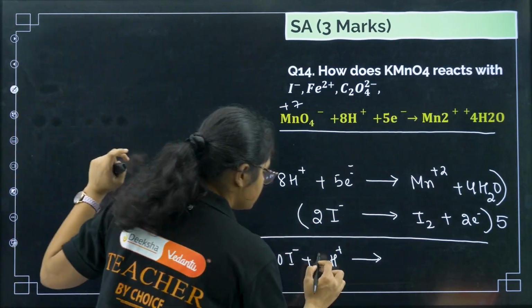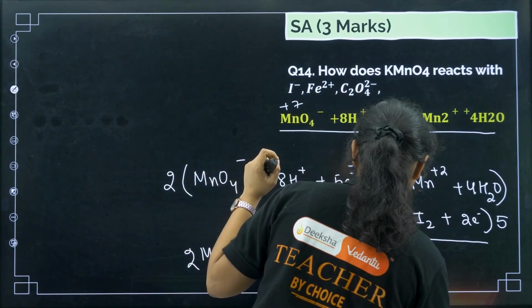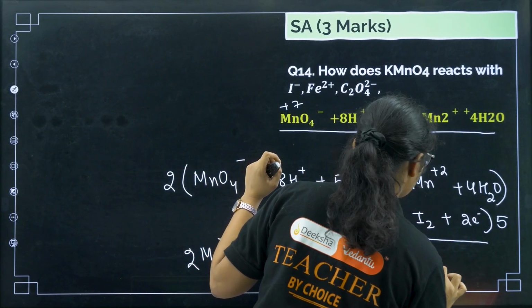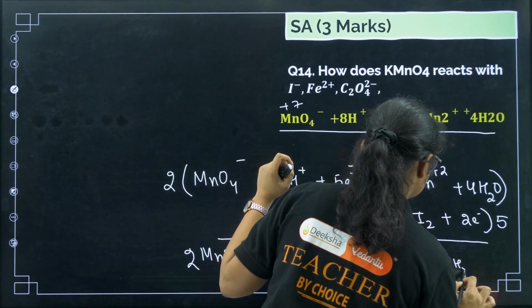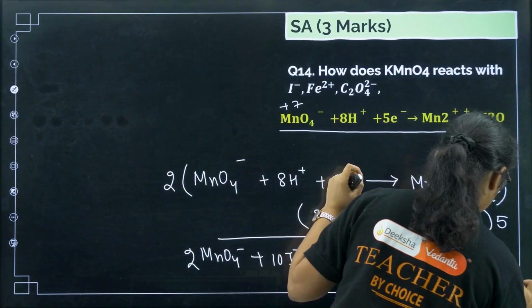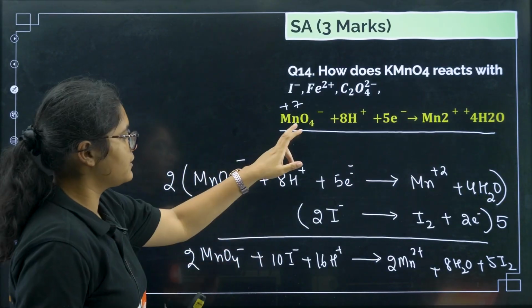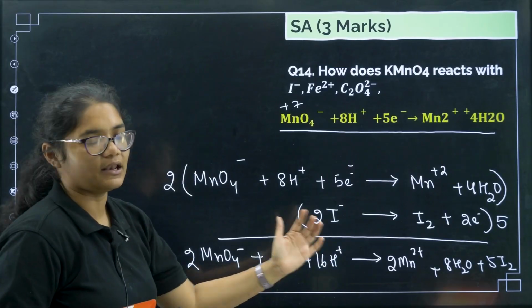Okay, I will get 16H+ here, then I will be getting 2Mn2+, and 8 water, plus I have 10I- and 5I2, right. This is the final equation that you need to write. So you can remember only this one reaction and then you have to balance the others.